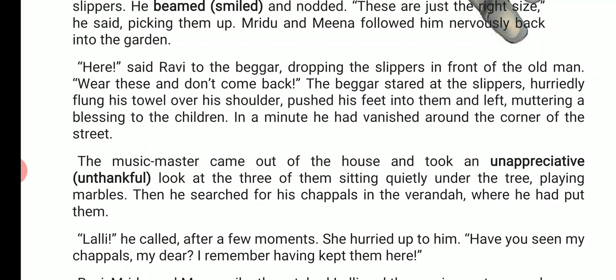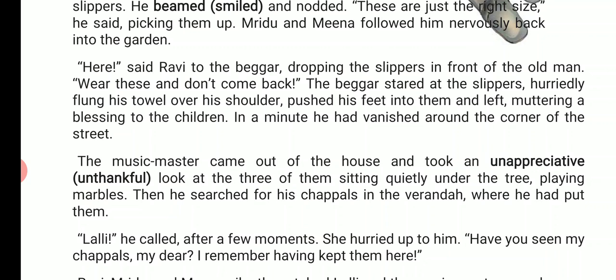The beggar stared at the slippers, hurriedly flung his towel over his shoulder, pushed his feet into them and left, muttering a blessing to the children. In a minute he had vanished around the corner of the street. So now as soon as the beggar got the chappals, he wore them and immediately went away from that place, and he vanished within a fraction of a time. Wo turant hi wahan se gayab ho gaya chappal leke, and he was muttering, which means he was giving blessings to the children.